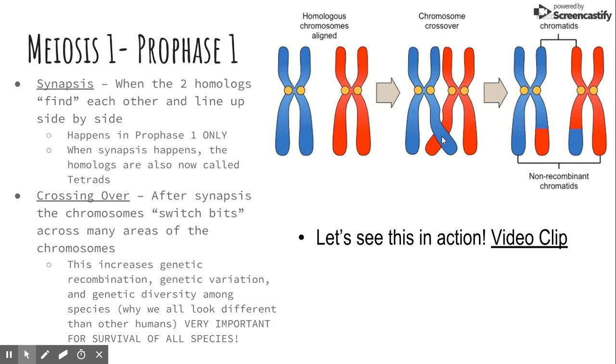Then crossing over is going to occur. That's where the telomeres start to entangle themselves. So they actually start to overlap, the ends of these chromatids, those telomeres. And what they're actually going to do is switch sections of DNA. Actual genes are going to move from one chromosome to another. That is what crossing over is all about.